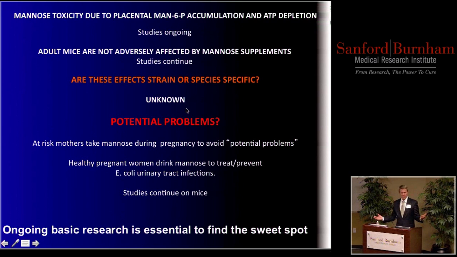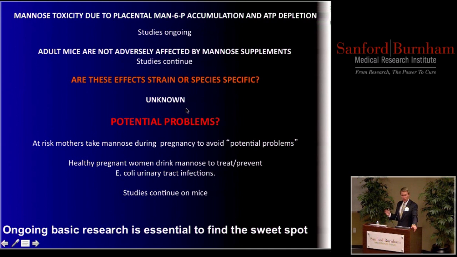Well, there is mannose toxicity. And it is probably, we're still measuring this, due to mannose 6-phosphate, and we're going back and measuring more in the placenta, and that's due to ATP depletion. So adult mice are not adversely affected by mannose. I mean, they're fine. You can put them on mannose all the time. But in the embryos, it's a different story. So is this something that is species or mouse-specific? We don't know.